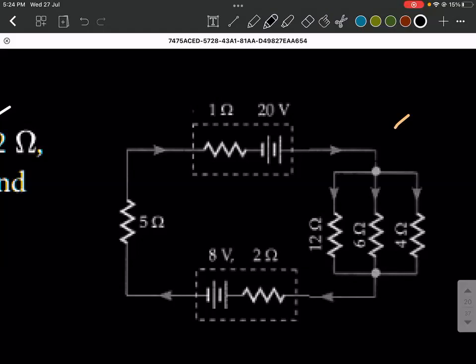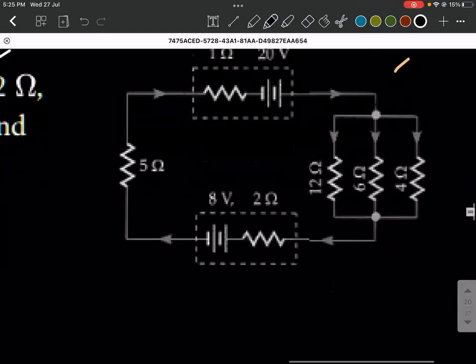Kirchhoff's is definitely complicated. Ohm's law should have one cell and one resistor. So is there a possibility where the circuit can be converted into one cell and one resistor? Yes, we can do that, right? By finding the equivalent resistance across 12, 6 and 4, it is 2. Then every other resistor, including the internal resistor, is connected in series or parallel? Series. Now how are the cells connected? Cells are also connected in series, but in opposite directions. So when it is in opposite direction, what will happen to the equivalent EMF? They'll get subtracted. So the equivalent EMF is 12 volt.